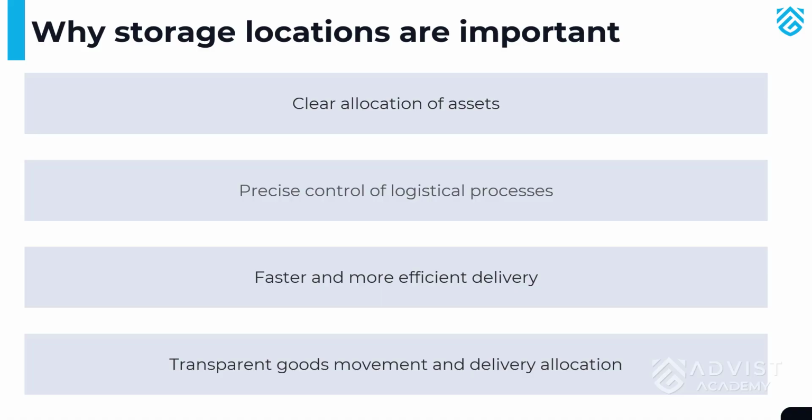In addition, storage locations enable more precise control of logistics processes. For example, a company can create separate storage locations for finished goods, returns, or sample goods. Regional storage locations can also be mapped to deliver to customers faster and more efficiently.